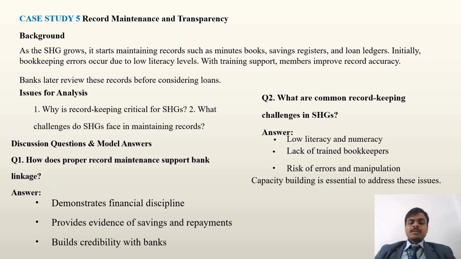Question number one is, why is record keeping critical for SHG? This is because it shows financial discipline. It proves repayment history. It builds trust with banks. It prevents fraud. Question number two, what challenges do SHG face in maintaining records? Low literacy, lack of trained bookkeepers, risk of mistakes, poor documentation system.